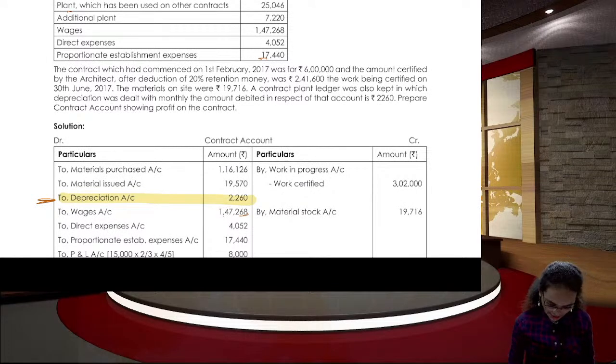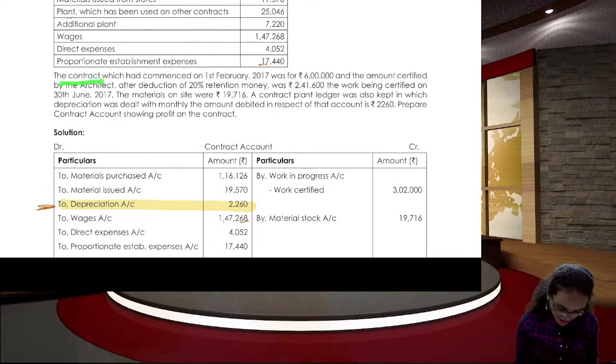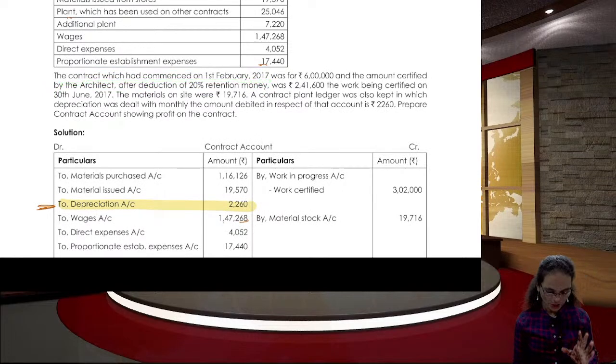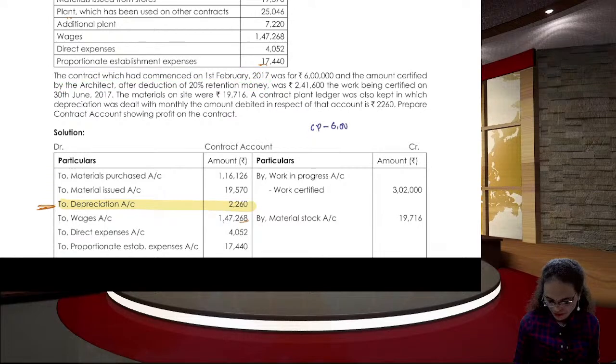Wait a second. Next, coming to this side: the contract which had commenced on 1st February 2017 for 6 lakhs rupees. If possible, write that the contract price is 6 lakhs rupees. The amount of work certified by the architect after deduction of 20% retention money is this much. Cash paid after deduction of 20% retention money is 2,41,600. See, after deduction of 20% retention money, this is only representing 80%.